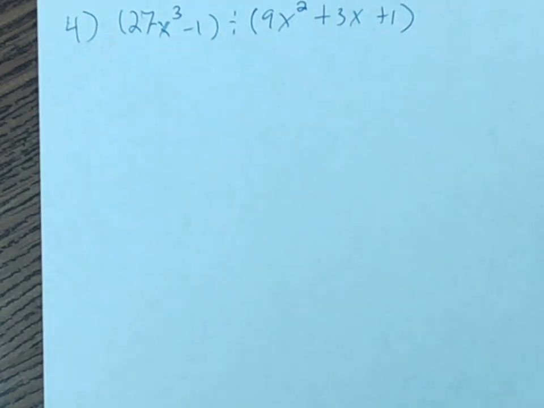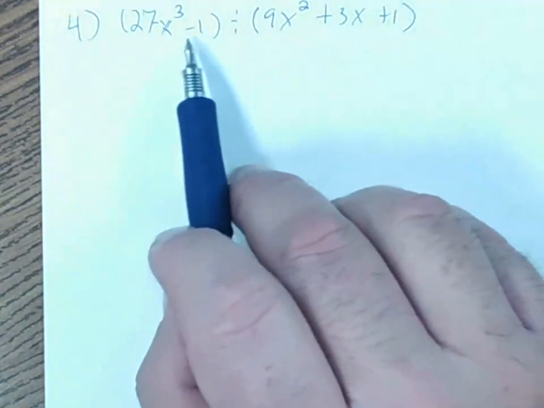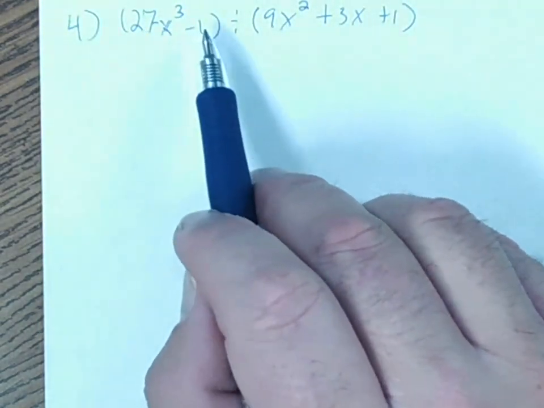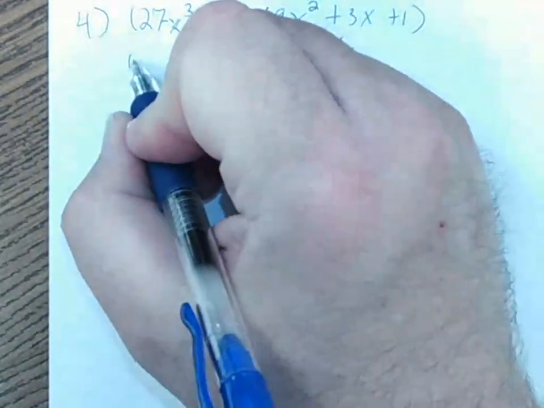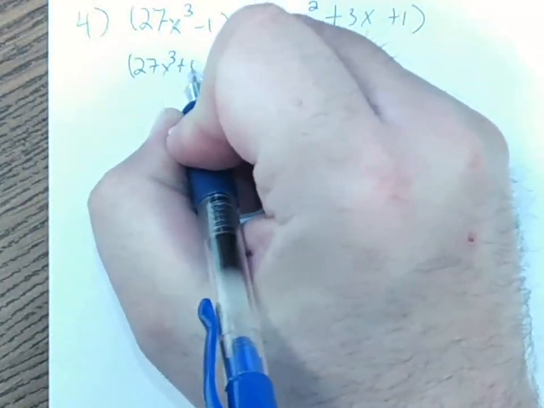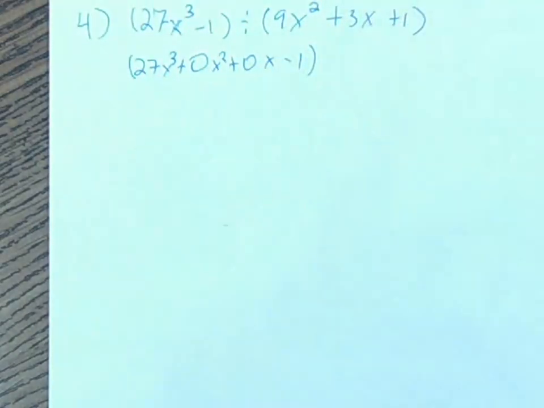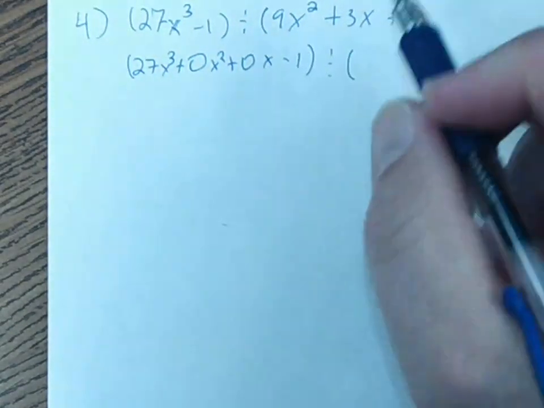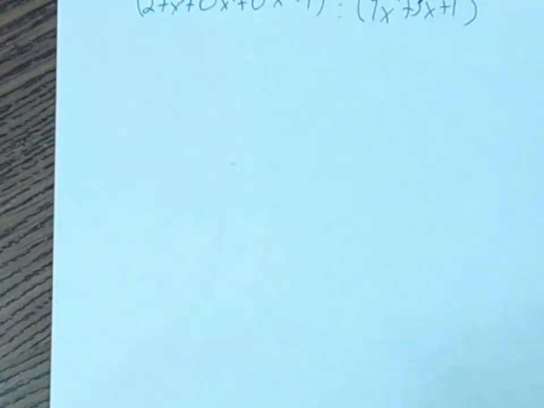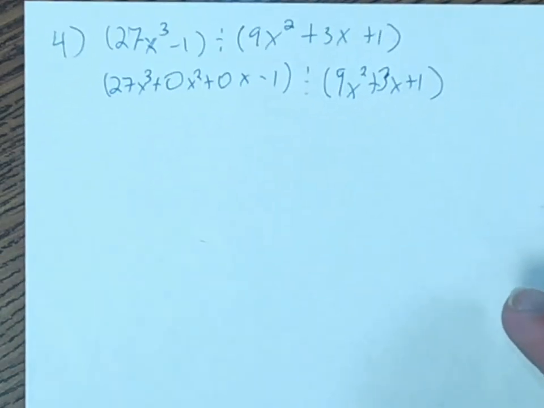And once again, the first thing I'm going to do is check and make sure all of my terms are there. Immediately when I look at this first one, I've got an x cubed. I don't see an x squared or just an x. So I'm going to rewrite this as 27x cubed plus 0x squared plus 0x minus 1. And then we will divide that by 9x squared plus 3x plus 1, which is not missing any terms. X squared, x, none. So 9x squared plus 3x plus 1. Excellent.